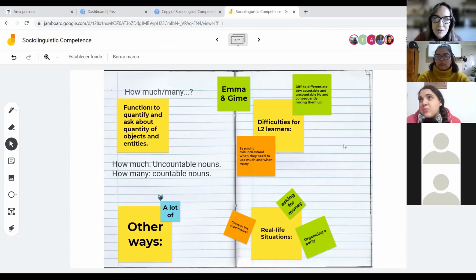Yes, very good. Okay, and then difficulties for L2 learners: difficulty to differentiate between countable and uncountable nouns, and consequently mixing them up. Good. Students might misunderstand when they need to use much and when many. Yes, probably because of the same reasons also, right? Because of countable and uncountable nouns. Because for us in Spanish, how do we say how much and how many?